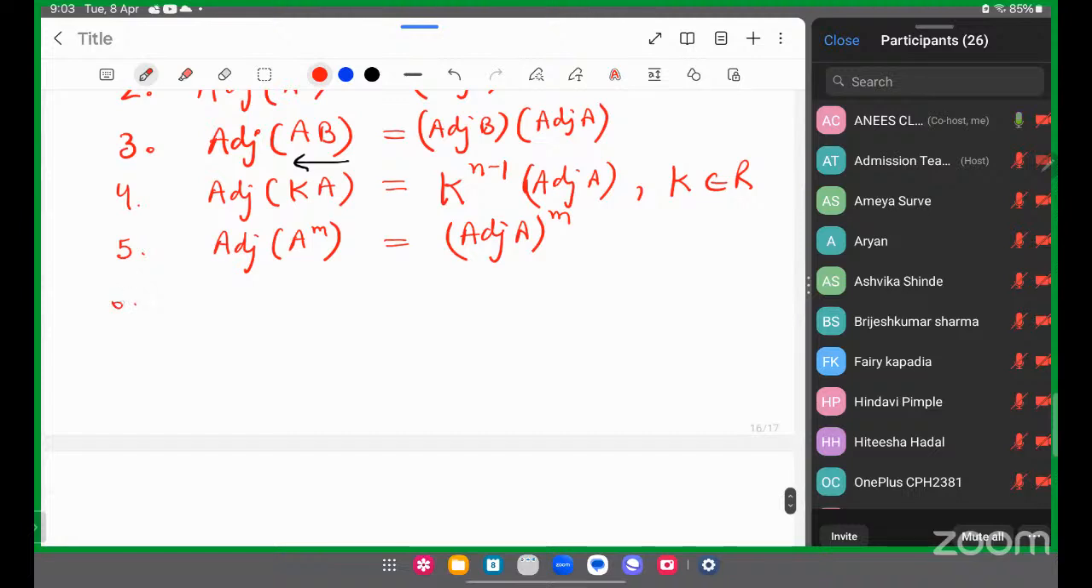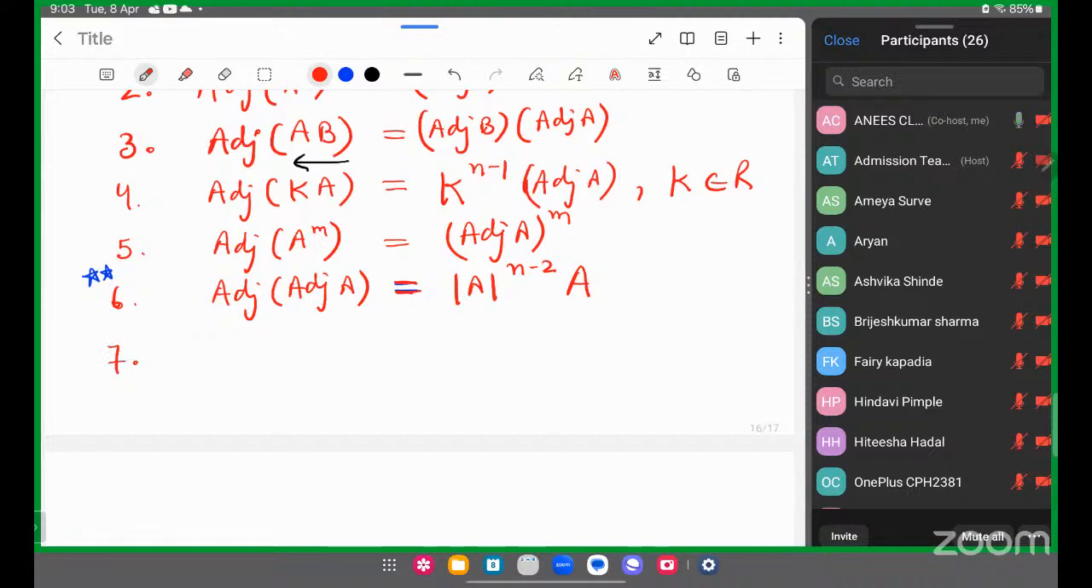Sixth property is adjoint of adjoint A. This is a very important property. Adjoint of adjoint A can be given by determinant A raised to power n minus 2 into matrix A.